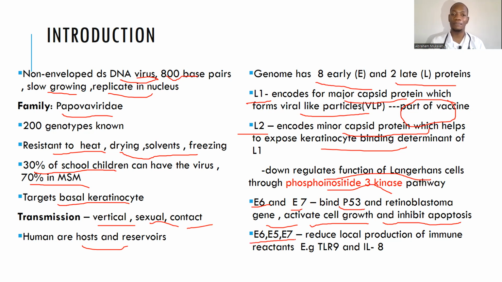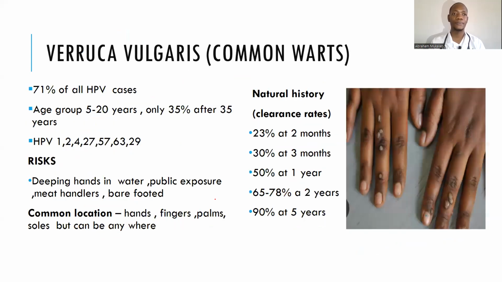Then you have these other early proteins, the E6, E5, and E7. They also reduce the local production of immune reactants, especially through toll-like receptor 9 and then interleukin 8. We know interleukin 8 is a chemoattractant for neutrophils as well, and it also triggers the immune response. So because of these properties, these viruses are able to cause latent infections and lifelong infections as well.